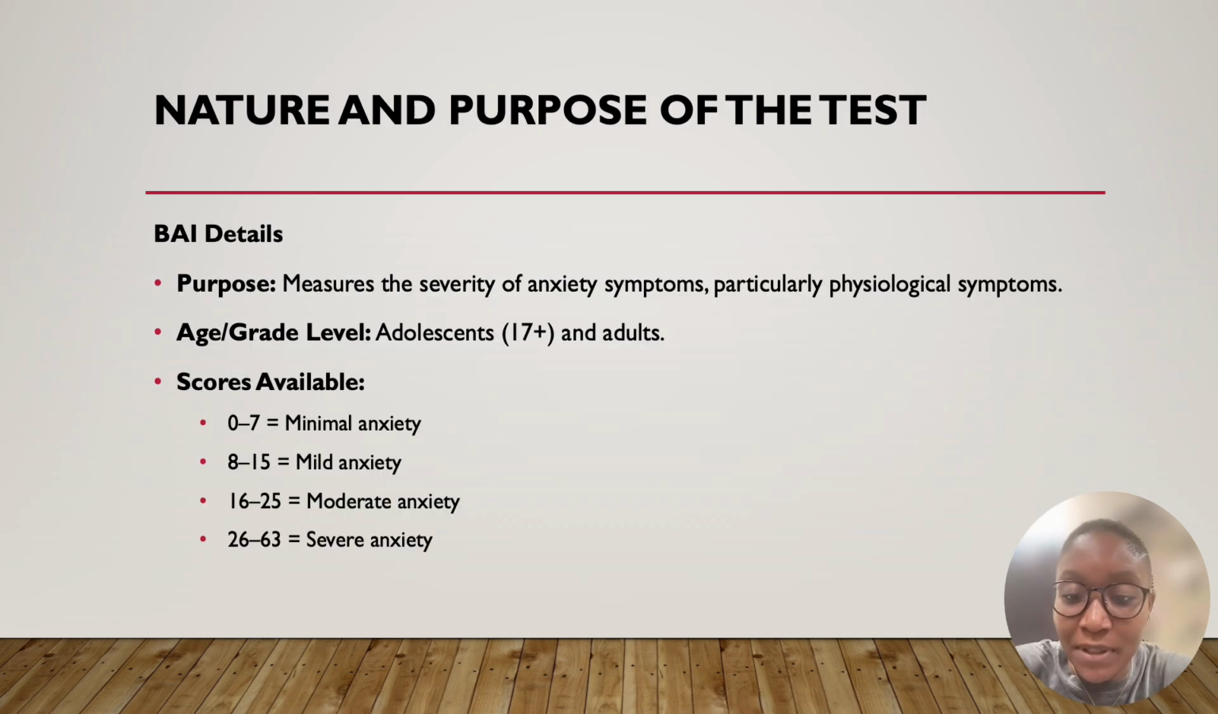The nature and purpose of this test is to measure the severity of anxiety symptoms, and particularly the physiological symptoms. As far as age and grade level, it can go up to 17 and up. Scores available are 0 to 7 is minimal anxiety, 8 to 15 is mild anxiety, 16 to 25 is moderate anxiety, and then 26 to 63 is severe anxiety.